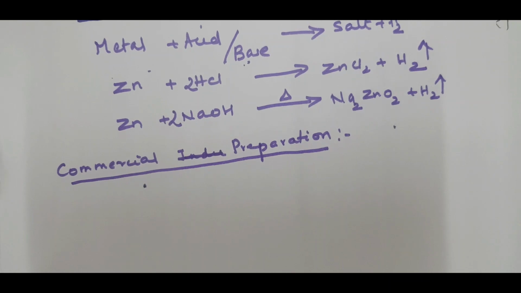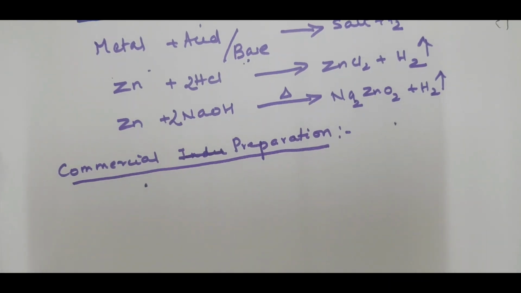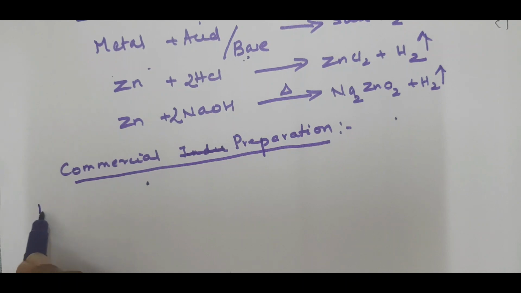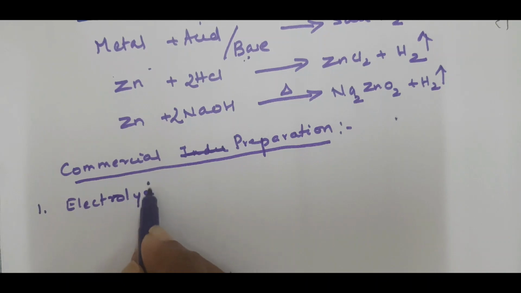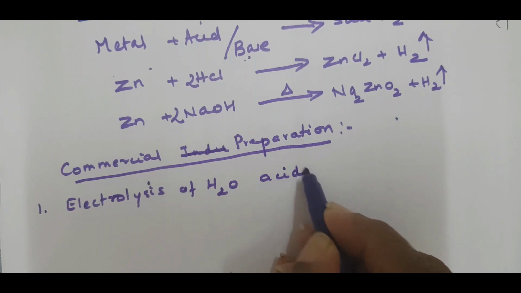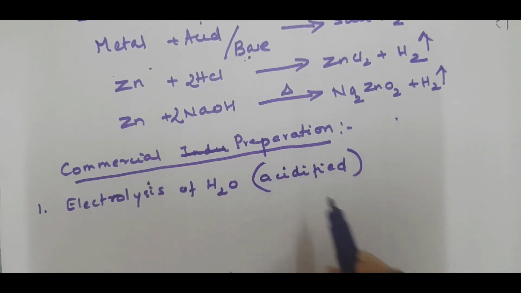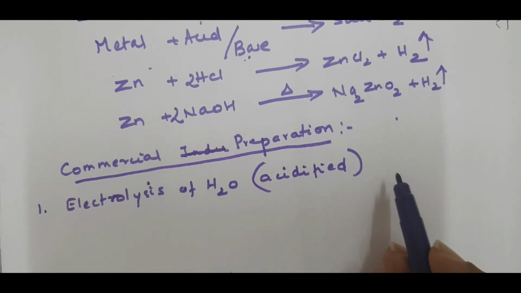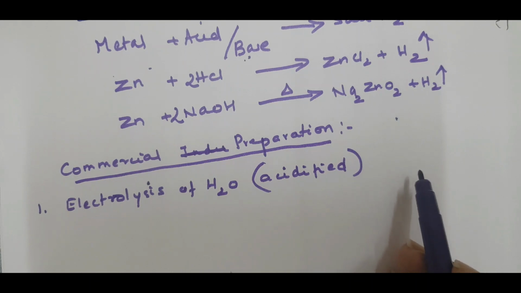In commercial preparation, the first, which you have already studied, is the electrolysis of water, isn't it? If you want, you can say acidified water. Why did I say acidified water? Because in 10th standard you have studied that while doing the electrolysis of water, you have to add 2 to 3 drops of concentrated sulfuric acid. The reason was to make the water more conductive.